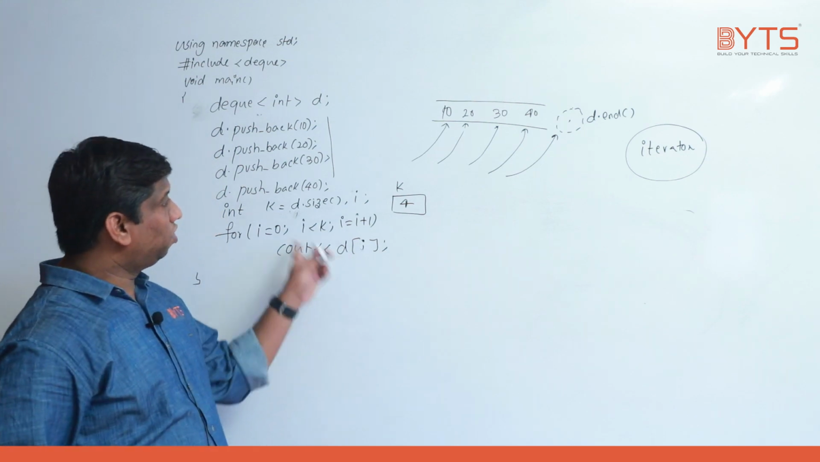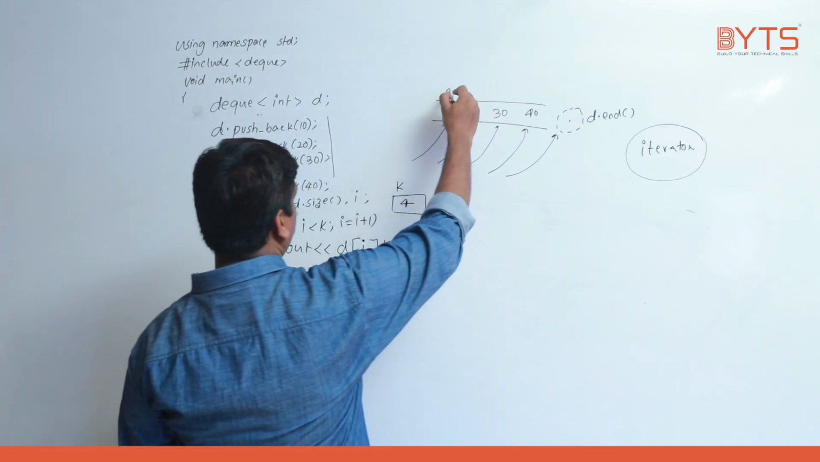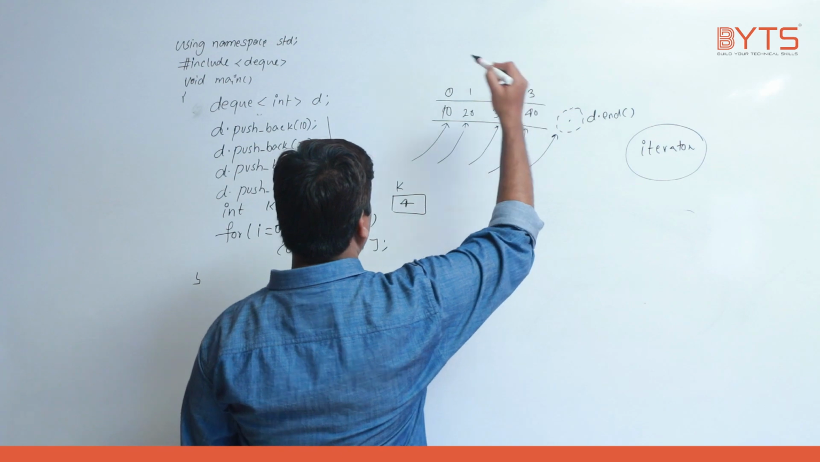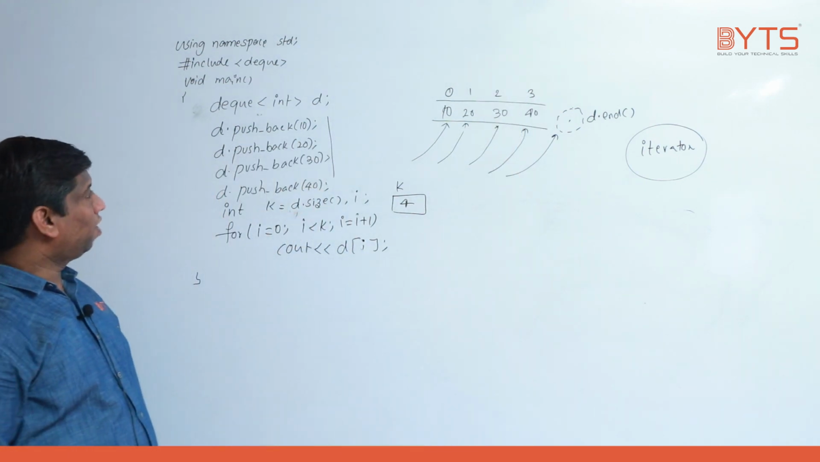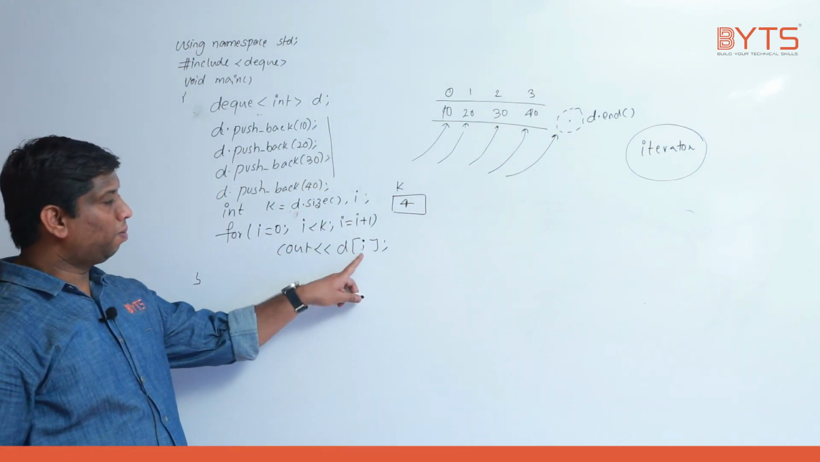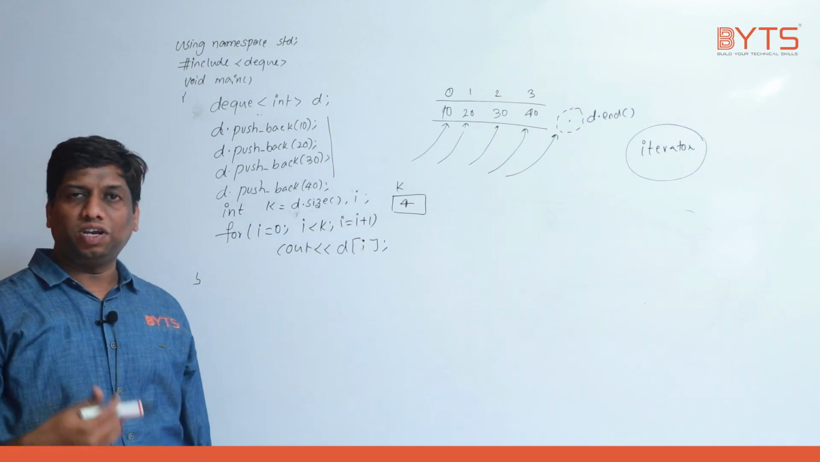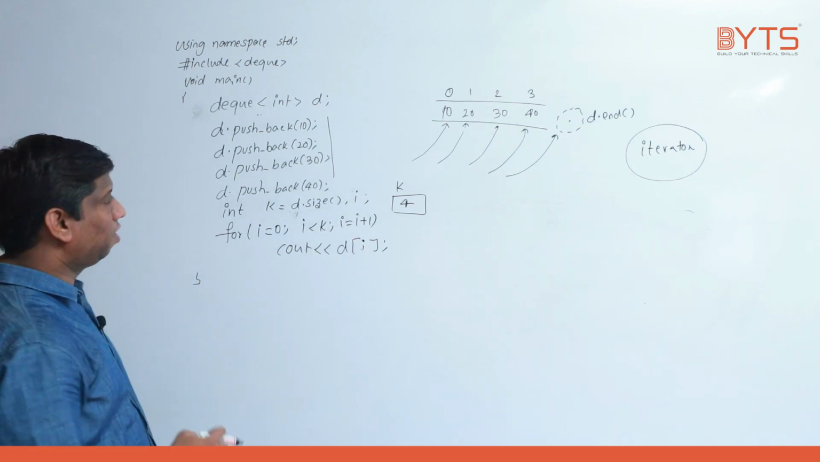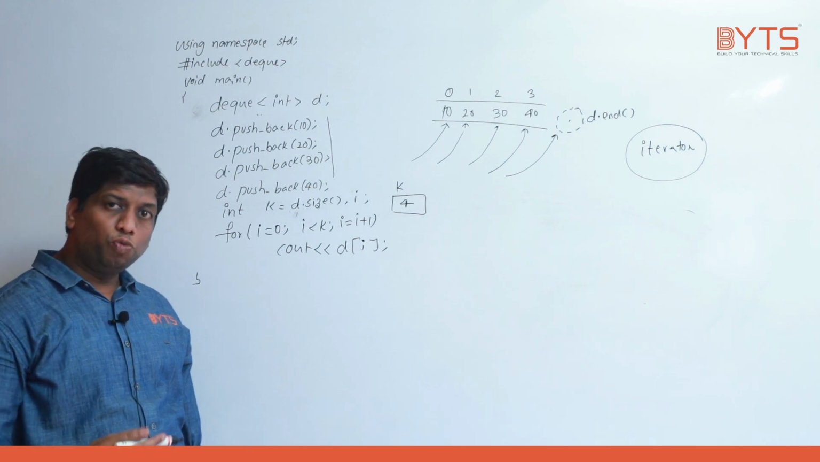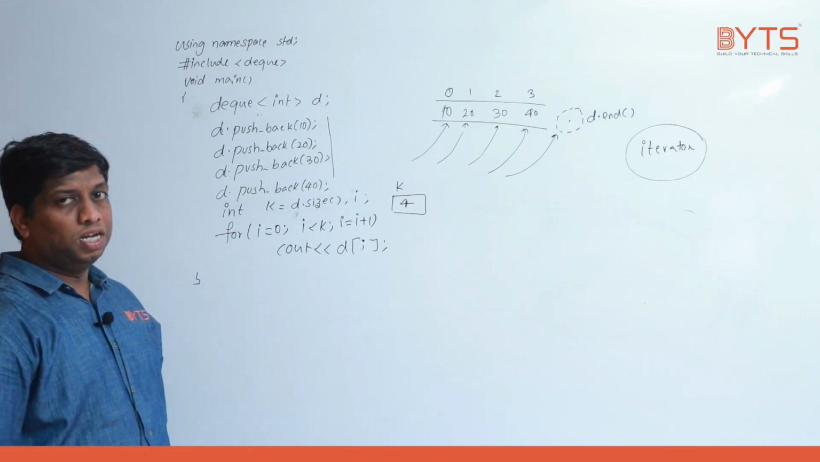So d of 0, right? In the deque we are having indexing also. This is 0, this is 1, this is 2, this is 3, right? Fine. So what I am trying to do here, d of i. First time i value 0, so what is the answer? 10, next time 20, same like an array only. I hope this is very clear. Now we are going to see another way also.